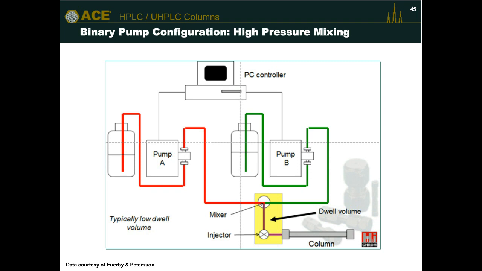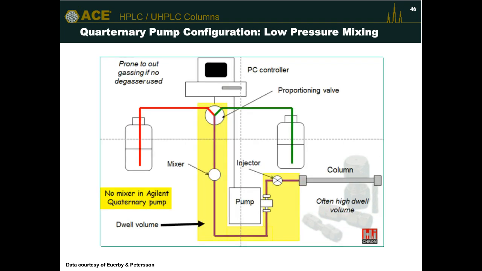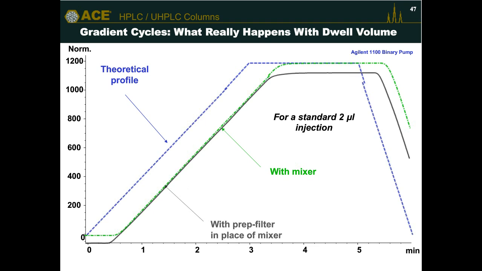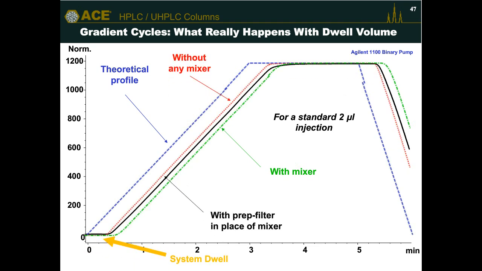On a quartz system where you have low pressure mixing, it could potentially be bigger because you have the pump and the autosampler in that fluid path. These can be slightly different on instruments. We tell our system to do 5 to 95 in 3 minutes. What it does is flush through the dwell volume and then do 5 to 95 in 3 minutes. So you can see here the same instrument with different setups has a different system dwell volume.